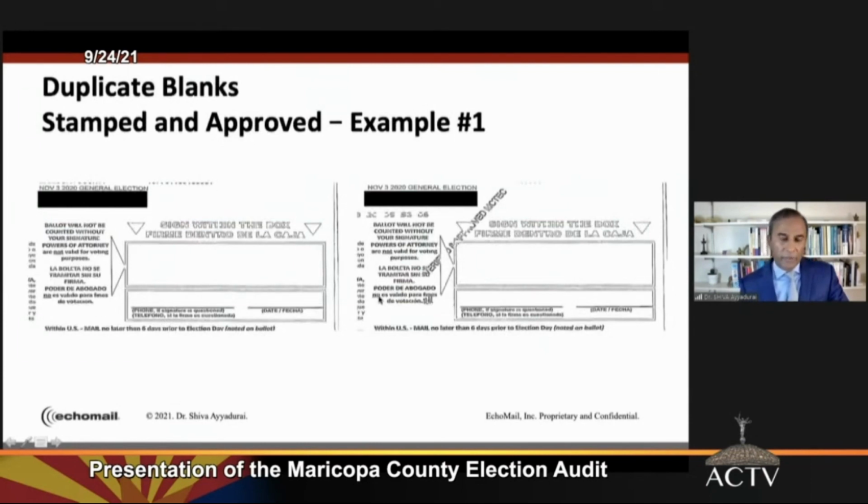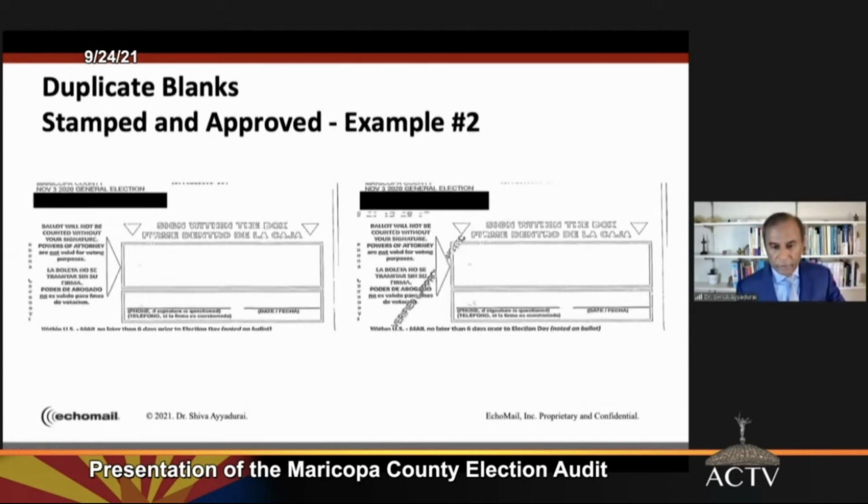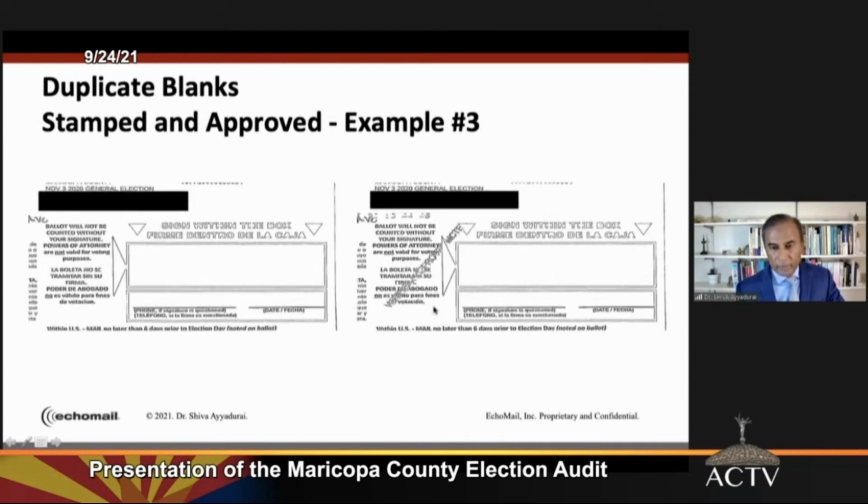And let me just walk you through some of these duplicates, where the duplicates are stamped and also approved. So you see the duplicate, and here it's being stamped. Nothing on here, it's being approved. Duplicate 1, duplicate 2, this one is being approved. And again, all of these came in after November 4th. Same here, another duplicate being approved, and a blank. Here's another one, example 3. 2 duplicates, the blank being approved.